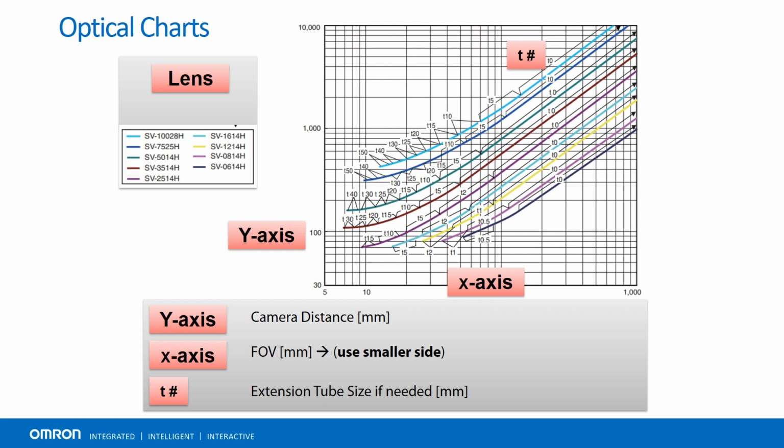This is what Omron's optical charts look like. The y-axis is the camera distance, the x-axis is the field of view, and the T number indicates whether an extension tube is necessary and the size of the extension tube. Each color line corresponds to a different lens, shown in the legend.